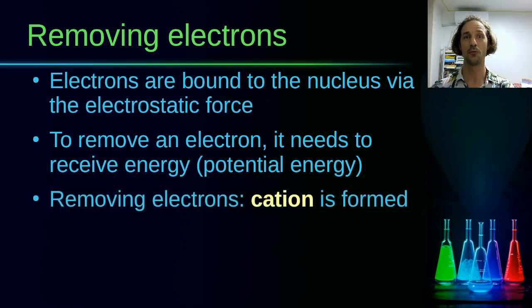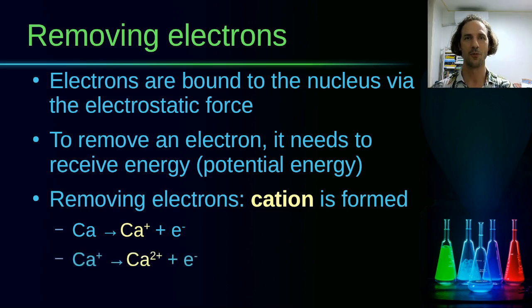When an electron is removed from an atom, which is a neutral particle, a cation is formed. We call positively charged ions cations. An example for this would be calcium. If you remove an electron from calcium, then you get a positively charged calcium cation, so a Ca+ ion and an electron. And you can further remove electrons from cations. As long as a cation has electrons, you can keep removing electrons from it. So from the Ca+ ion, you can get a Ca2+ ion plus an electron.